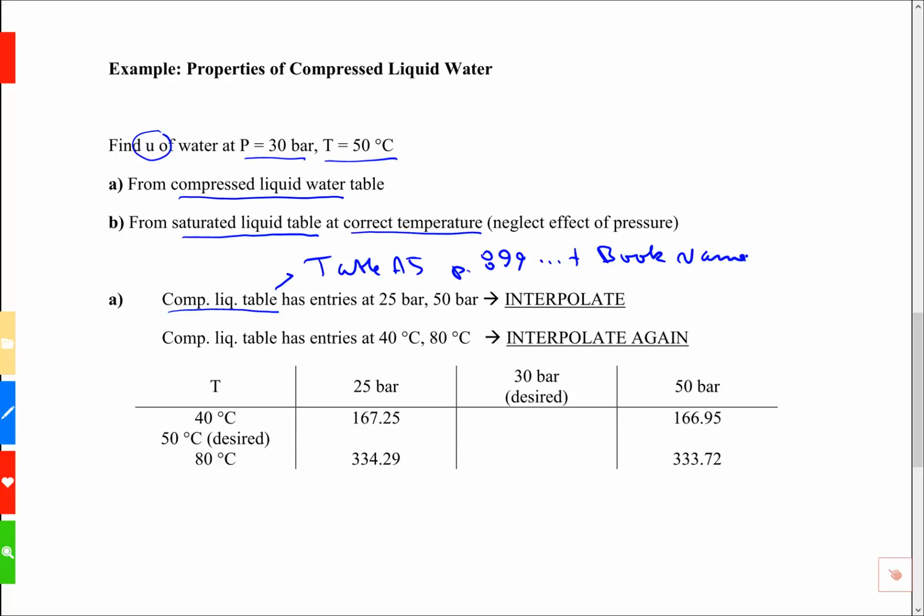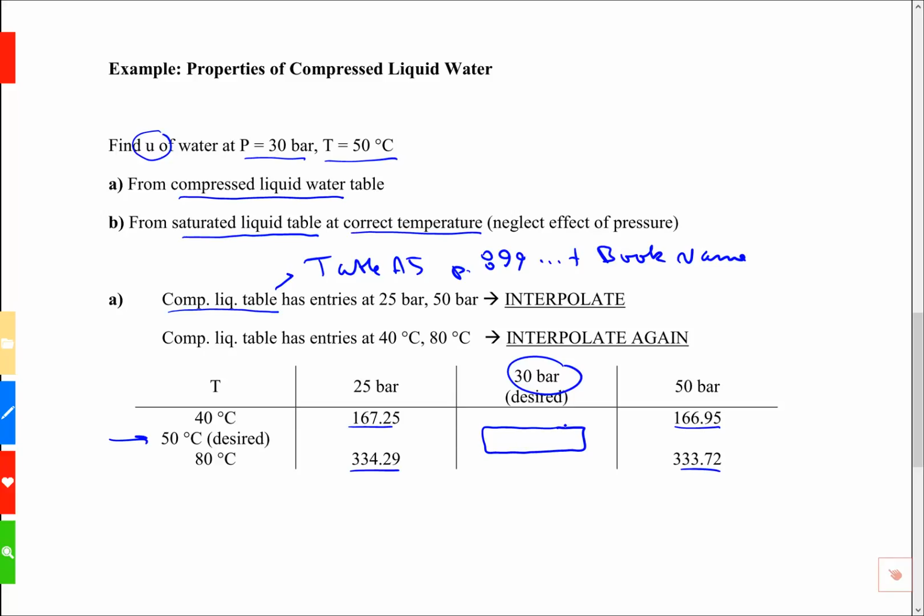All right, now that we've identified which table, we can pull that information in, and here are the values at 25 bar that we picked out, and the values at 50 bar that we picked out, and they bracket the pressure that we're looking for, and they bracket the temperature that we're looking for. So it turns out we're going to have to interpolate more than once. When we're done, I'm going to fill in the value here, which is at the right temperature and pressure. But in the meantime, we've got to take it step by step.